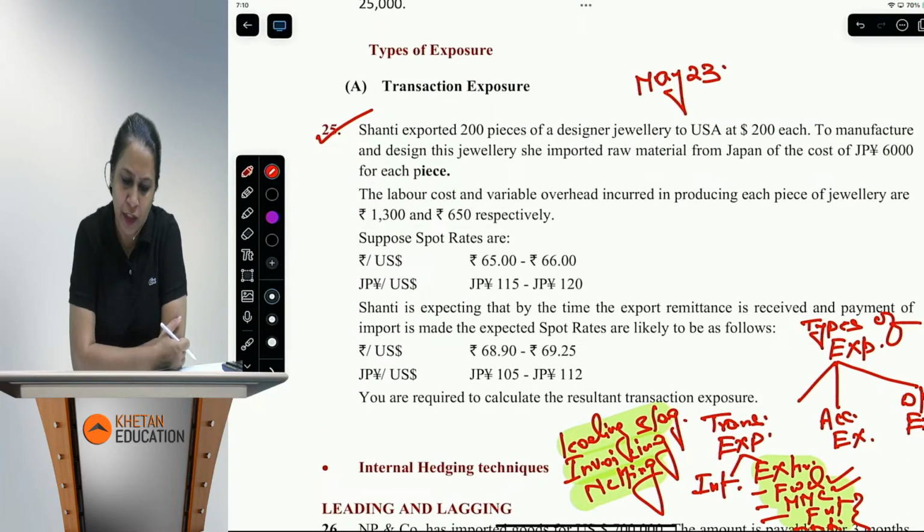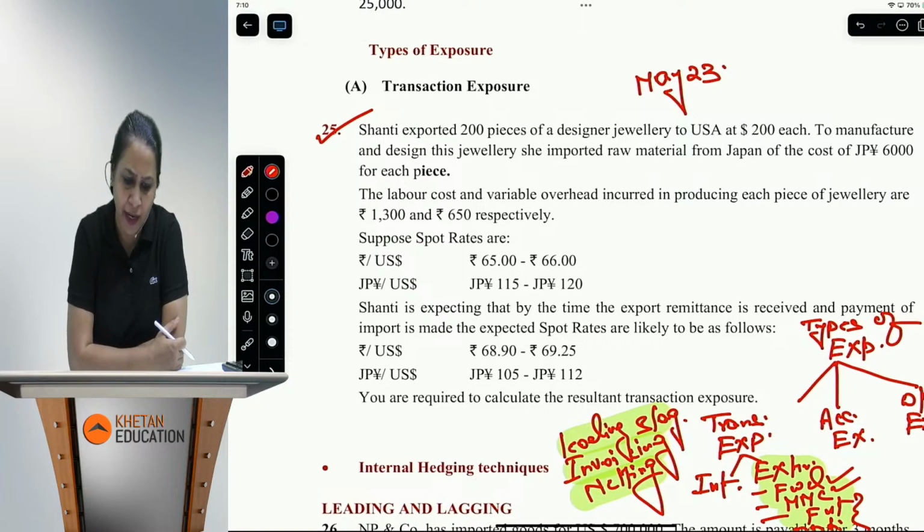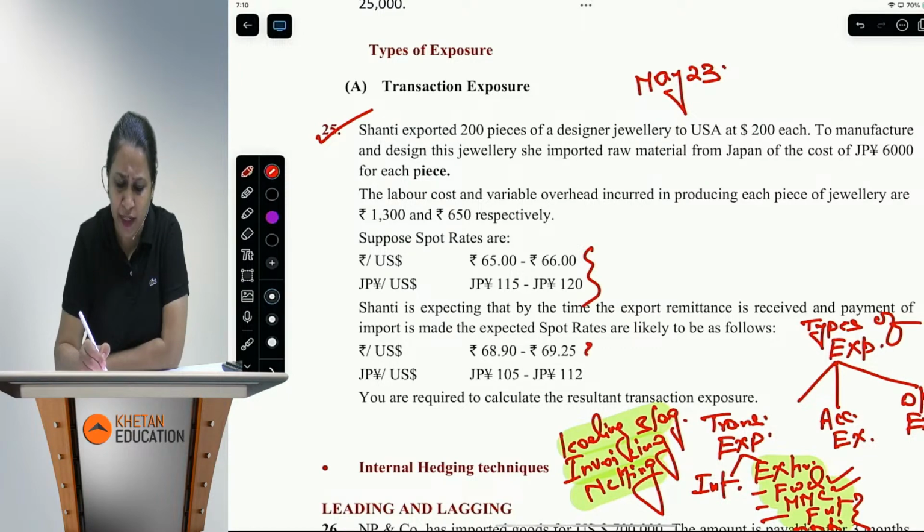Shanti exported 200 pieces of a designer jewelry to USA at $200 each. To manufacture and design this jewelry, she imported raw material from Japan of the cost of yen 6,000 for each piece. Okay, there is an import, there is an export. The labor cost and variable overhead incurred in producing each piece of jewelry are 1,300 and 650 respectively. Suppose spot rates are rupees per dollar this, and yes, it is a very, very easy question. So basically you will take out profit using one set of rates and take out profit using the second set of rates. The difference between the two will be your transaction exposure.